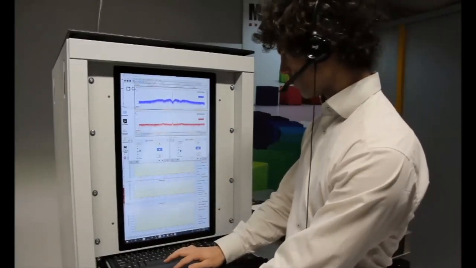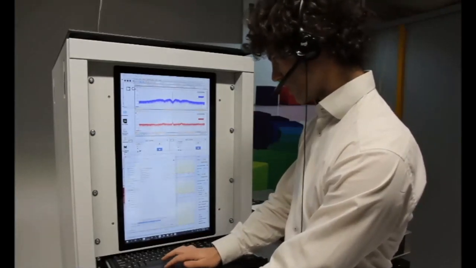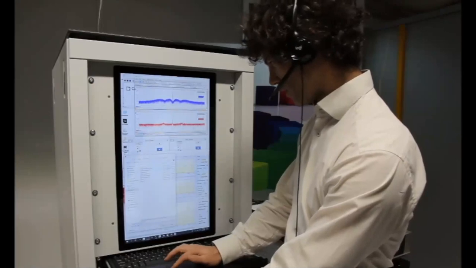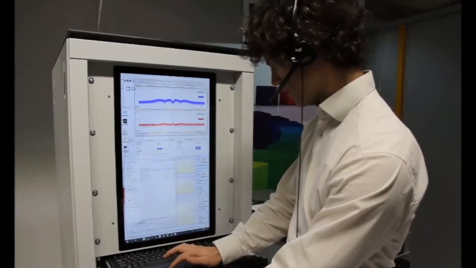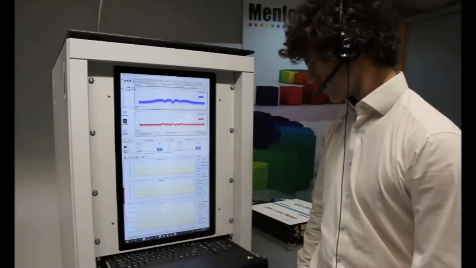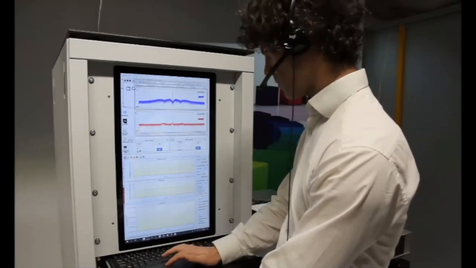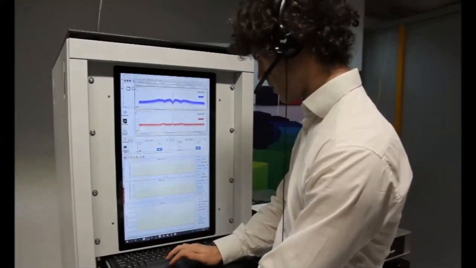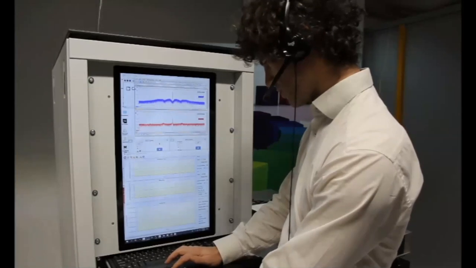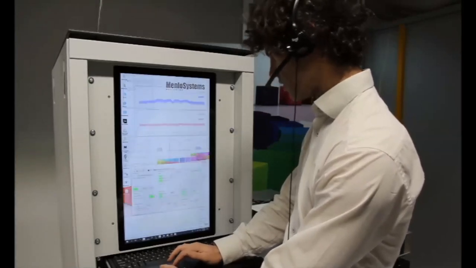For this, we can just open our recording software, start a measurement, and measure roughly 30 seconds. Okay, so the first measurement is done. And to get a second measurement, we must now change the repetition rate.